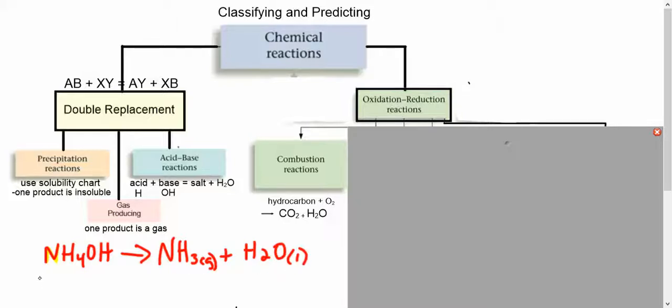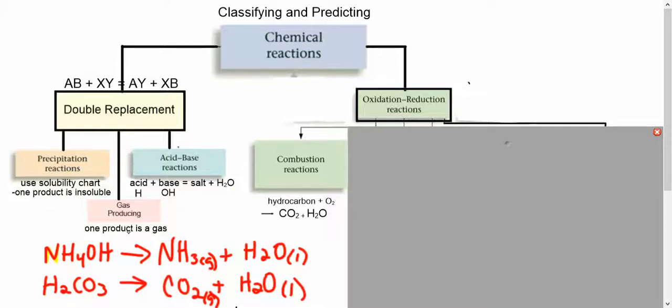If one of your products is carbonic acid, that further decomposes into carbon dioxide and water. We said we'll just have to memorize these. Carbon dioxide is a gas and water is a liquid. So these will be your gas-producing double replacement reactions.